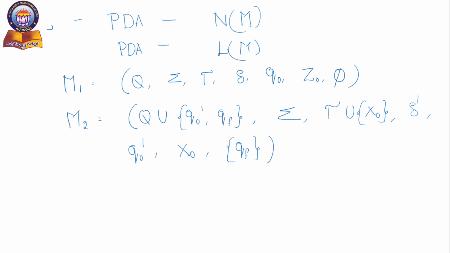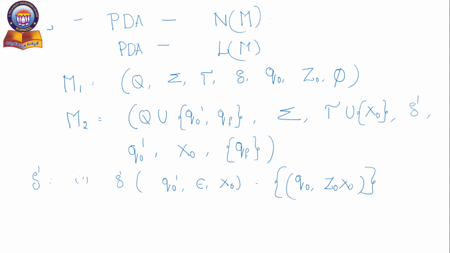So the 7 tuples of the M2 machine is Q union Q naught prime Q F, sigma is same, tau is the given tau plus X naught symbol, delta prime, I will tell the delta transition rules, and Q naught prime is made as the new initial state, X naught is made as the initial stack symbol, and Q F is the set of final states. Now delta prime is defined like this. First rule, delta prime of Q naught prime epsilon X naught is equal to Q naught Z naught X naught.